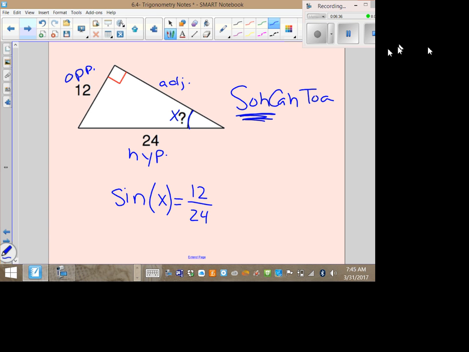Now, to solve for x, that's where we use the inverse of sine. So we're going to get x equals the inverse of sine, and we put our 12 over 24 in our inverse function. Like I said, you can hit second sine in your calculator and then put 12 divided by 24. So we get our angle to be 30 degrees. And one note: make sure that you're in degrees mode when doing all of these. If you're in radians, it'll be off.